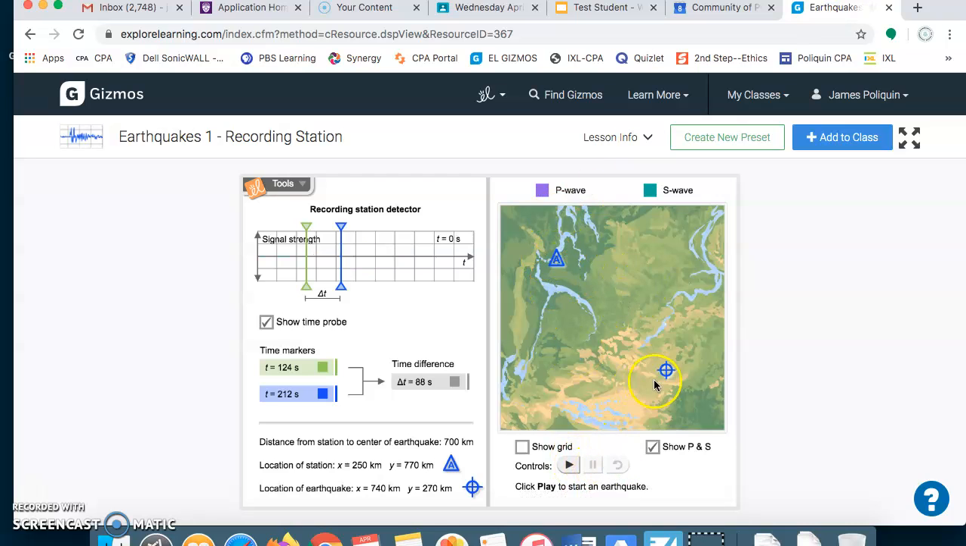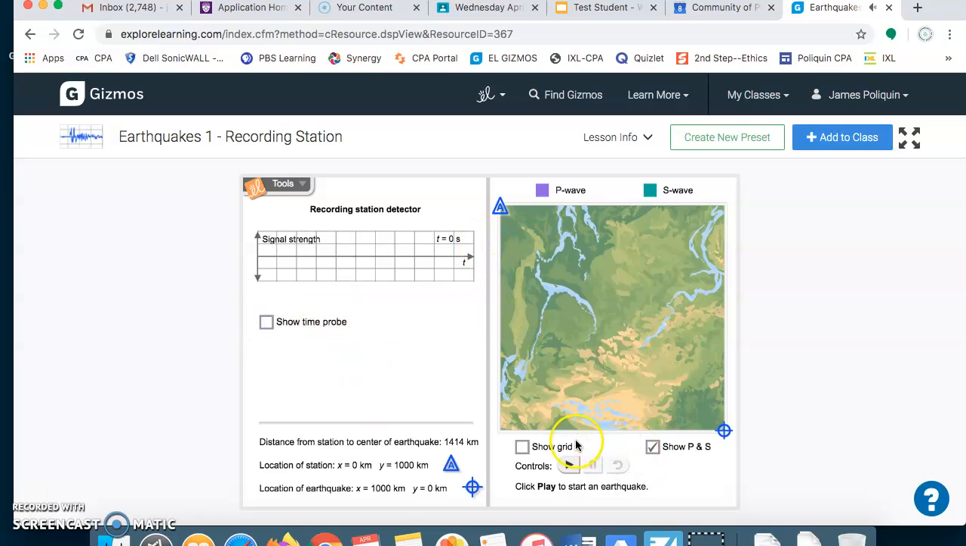Okay, so we're going to reset and we started here, but let's put the earthquake and the seismometer as far away as possible from each other. Okay, let's watch and see what happens to this graph. Okay, so I hit play. Let's watch and see what happens.